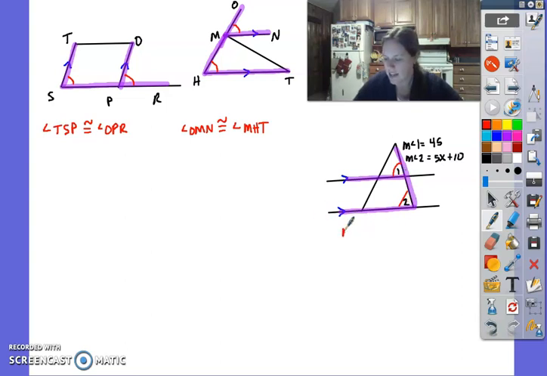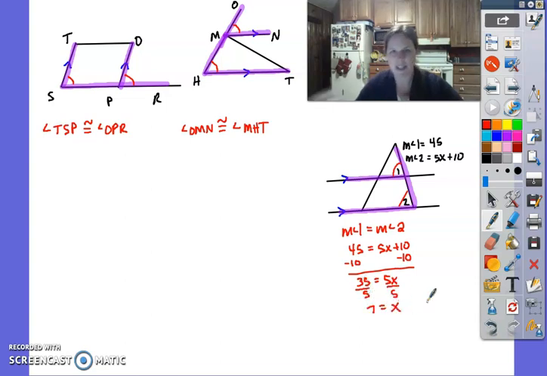But now that I know their corresponding angles, I know that they're congruent. So I can say measure of angle 1 is equal to the measure of angle 2. Remember that M trick? And then I know, since measure of angle 1 is 45 degrees, and the expression representing the measure of angle 2 is 5x plus 10, you got a nice equation there to solve. We'll start by subtracting 10. Divide by 5. And x equals 7.